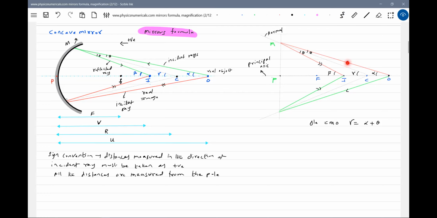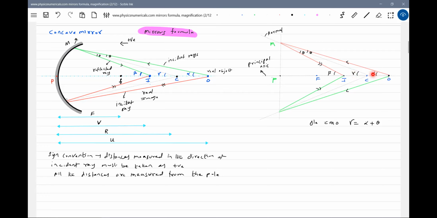Angle made by the incident ray with the principal axis is what? Alpha. What is beta? Angle made by the reflected ray with the principal axis is beta. What is gamma? Angle made by the normal with the principal axis will become gamma. Okay, fine. So now look at this triangle CMO.